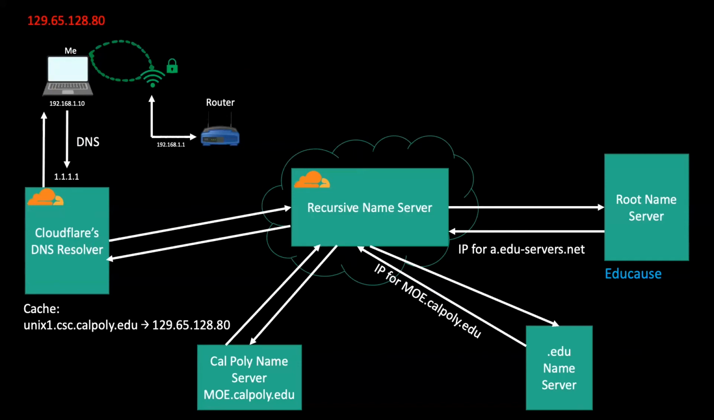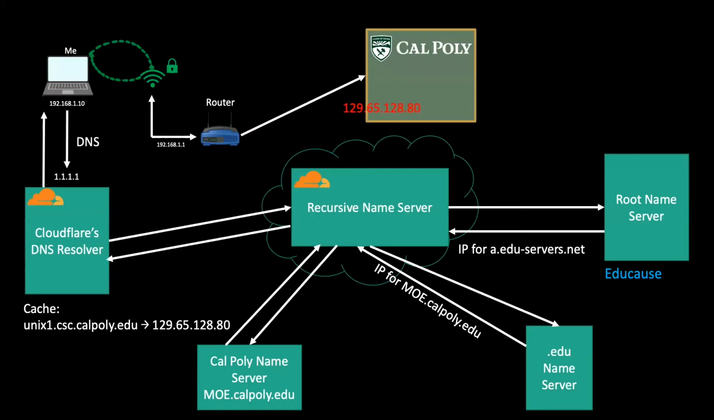Then that IP address gets sent back to my laptop. And now my laptop's like, cool, I'm good to go onto the Unix servers. Now let me make that request to this IP address to my router. That'll go to Calpoly servers, and then get blocked by the firewall. But that's a different story.